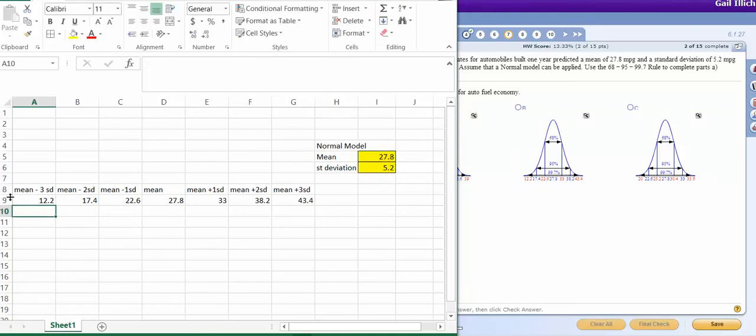Okay, so this is the model, and I can take my pen and I can sort of draw. Let's see if it'll.